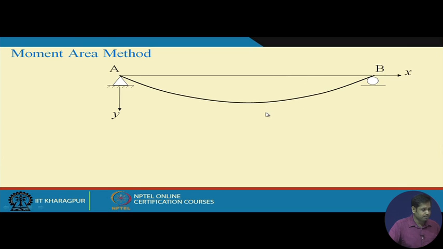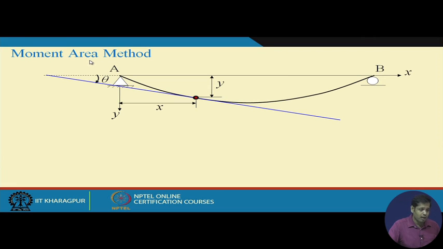Now, take any point which is at a distance x from A, and suppose at that point the deflection is y. We already discussed the equation that represents the deflected shape of this beam, and that was the equation of elastic curve. Now, draw a tangent at this point, and this angle will be theta, which is the slope at this point. Theta is equal to dy/dx at this point. Please remember the sign convention: we are assuming theta measured in the clockwise direction as positive and anti-clockwise direction as negative.